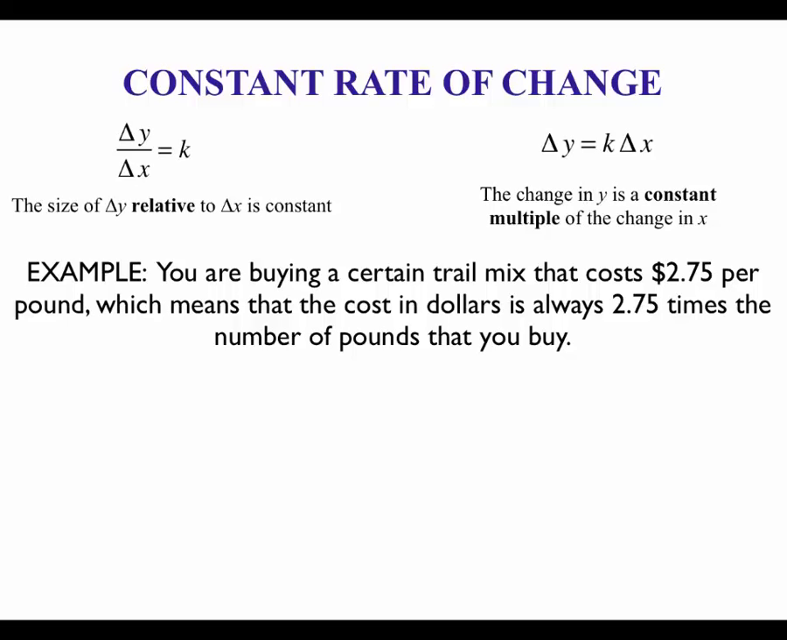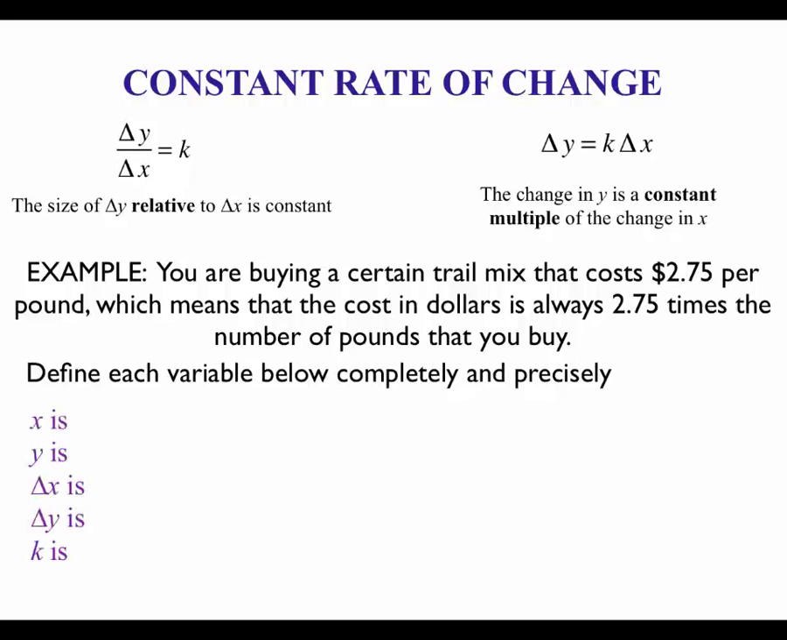Okay. So we have a trail mix that costs $2.75 per pound, which means that the cost in dollars is always 2.75 times the number of pounds that you buy. Agree with that? Makes sense, right? Okay, so in this situation, define each variable below completely and precisely, so that there's no question what exactly you mean by x. You've got to be specific, and you've got to have units. Okay, go try this. Work together.